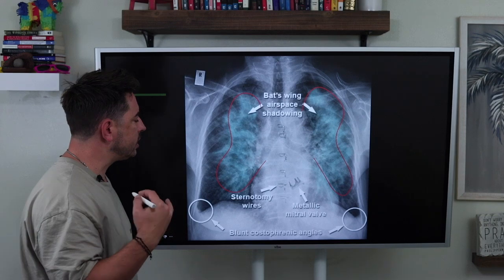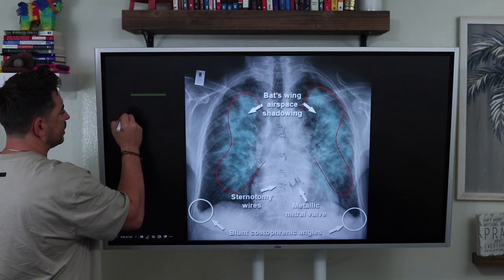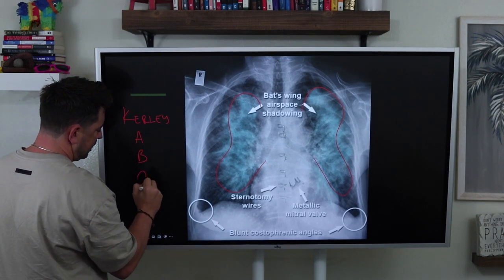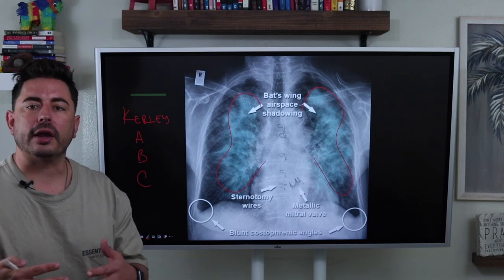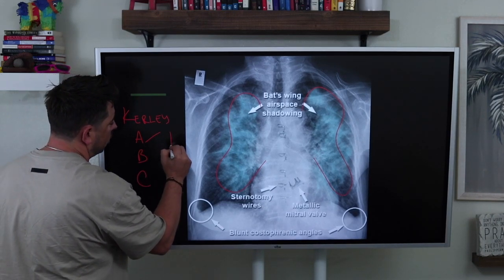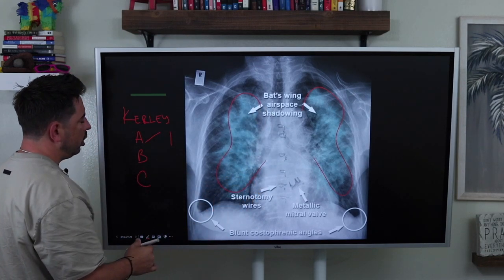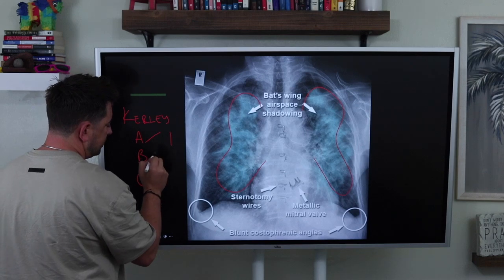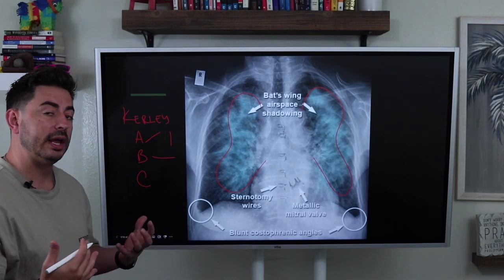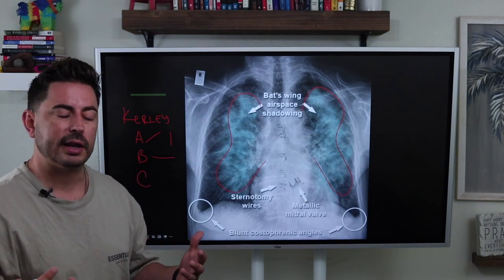Now, some of the other things that we need to look for when we look for x-rays that are like this, we need to look for Kerley A, B, and C lines. So when we look at Kerley A lines, these are diagonal or vertical lines that we see within the pulmonary vasculature. When we look at the Kerley B lines, these are horizontal lines that we see into the vasculature that are showing that there is an excessive amount of fluid, or what we call pulmonary congestion.